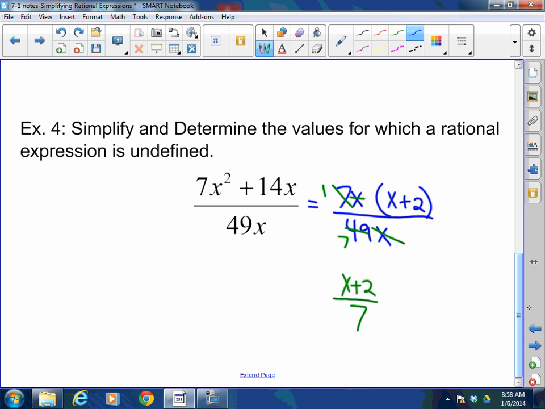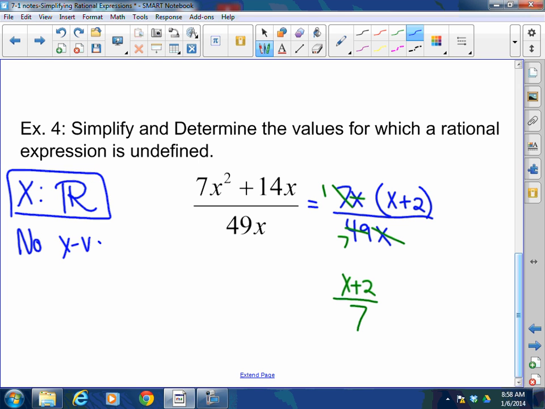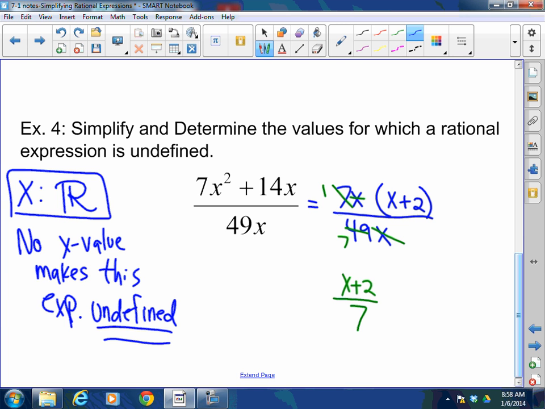Yes. X can be all real numbers. No x value makes this expression undefined. There is no value that's going to make this undefined because the denominator has already been set for you. It's 7.